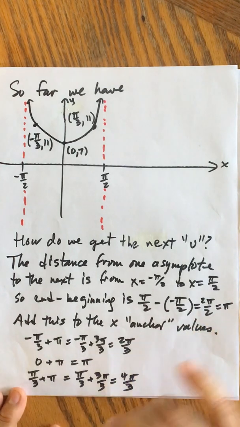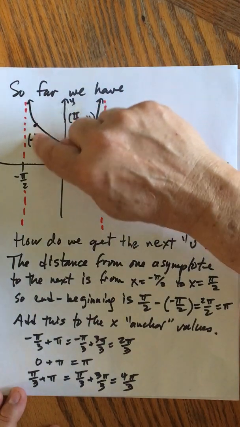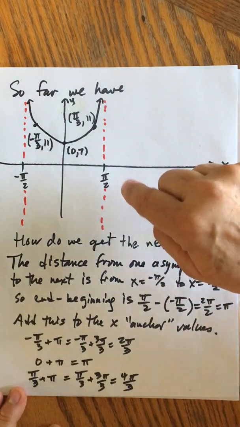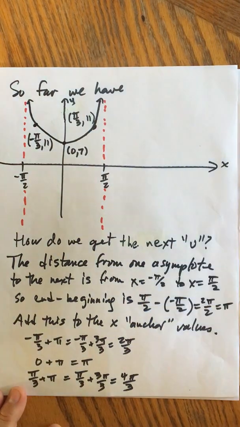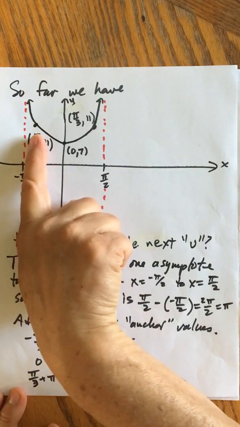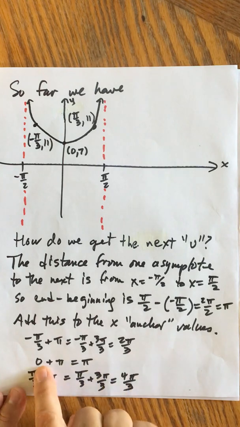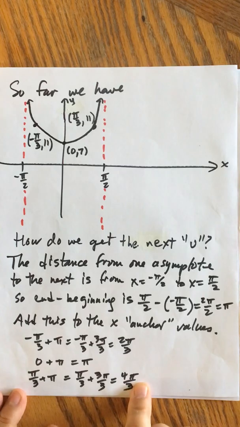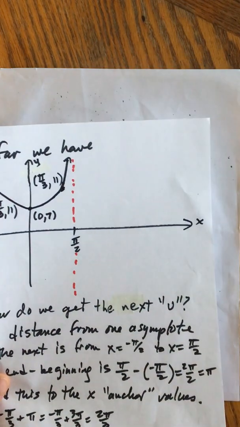So that means that if I want the corresponding anchor value here, I would just add pi, right? And essentially I'm going to have that U opening downward, and when I plug the value that I get into the secant equation, I'll get the point I'm looking for. So if you look at negative pi over 3 and you say, okay, I'm going to add pi, so I'm going to be here. Well, that's going to give me 2 pi over 3. And if I add pi to 0, I'm going to have pi. And if I add pi to pi over 3, I'm going to get 4 pi over 3. Okay, so let's go ahead and plug those in.